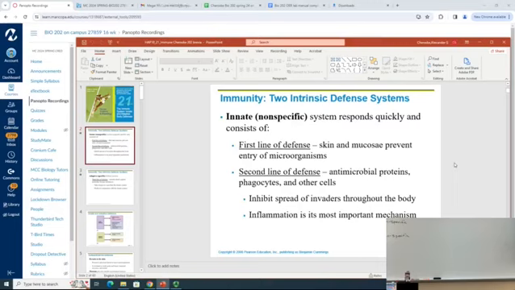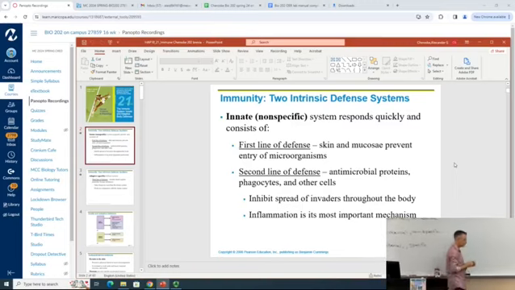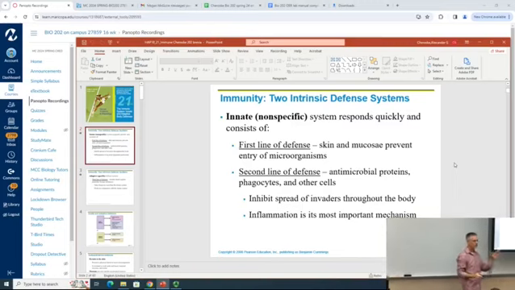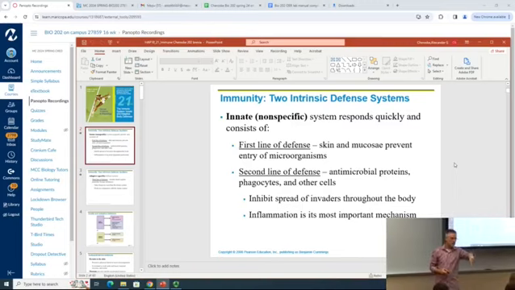So now third line of defense, and this one works in conjunction with second line of defense because they're both internal, but this one, as you might guess, is going to be a little bit different. This one is going to be specific. So this one is going to care exactly what it is. Not only is it a bacterium or a virus, but what particular strain is it?